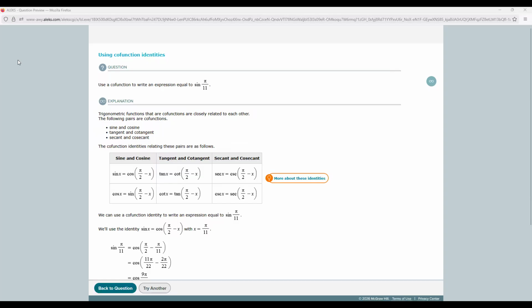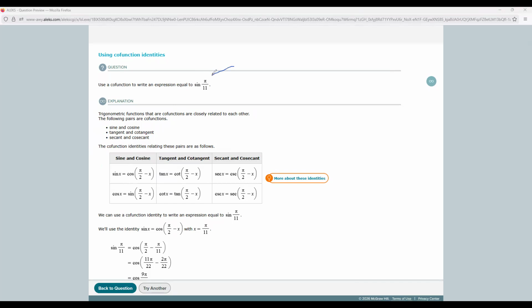All right, so here they're asking about cofunctions. This is number 13. There's not much to do as long as you understand this idea here. They're basically saying, pick your sine of whatever, give me the cosine that is equivalent to that. And what you use is these formulas here, the cofunction identities. So that's all you got to do.